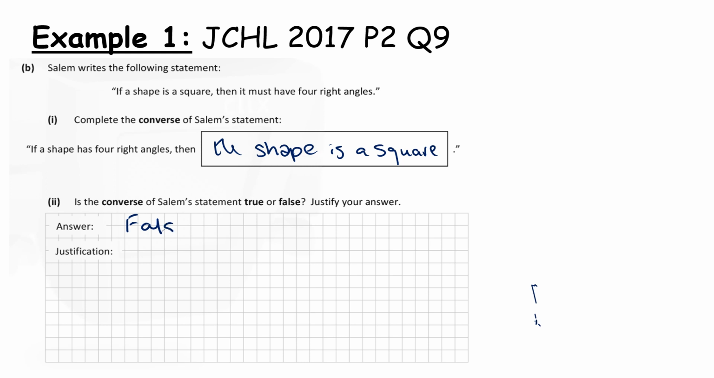Just because you have 4 right angles, does it mean you're a square? No, you could be a rectangle. So yes, if you were a square, you have 4 right angles, but the converse is not true. As we work through our theorems, we're going to see that some theorems have a converse which is true and others do not. Just because it works one way does not mean that it will work the other way. So the justification is: it could be a rectangle.